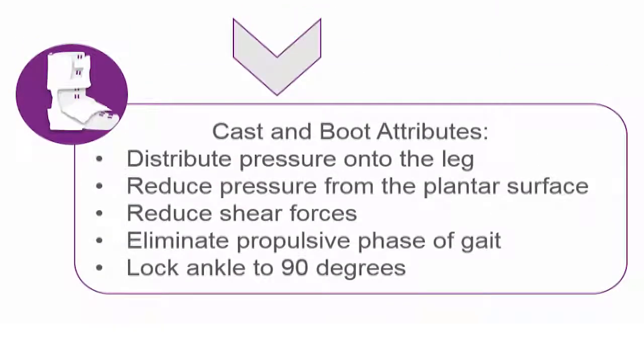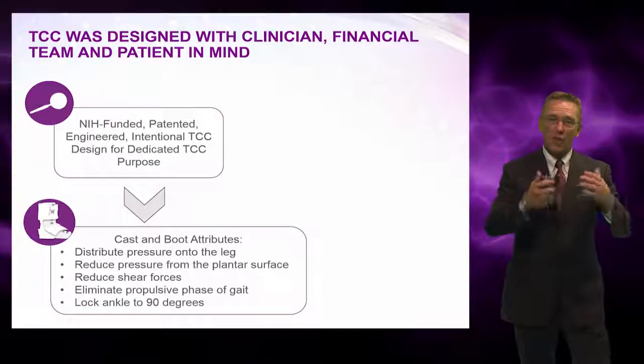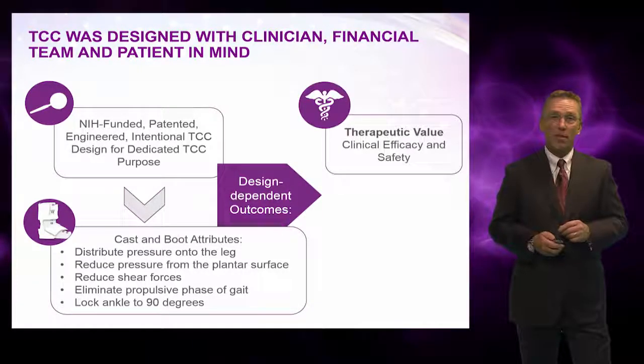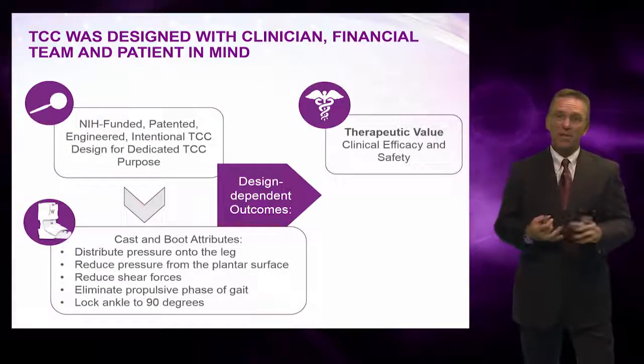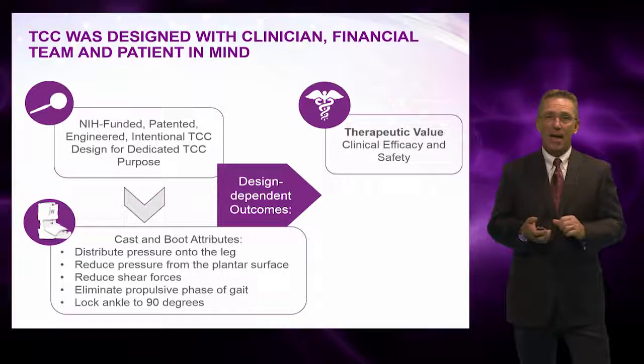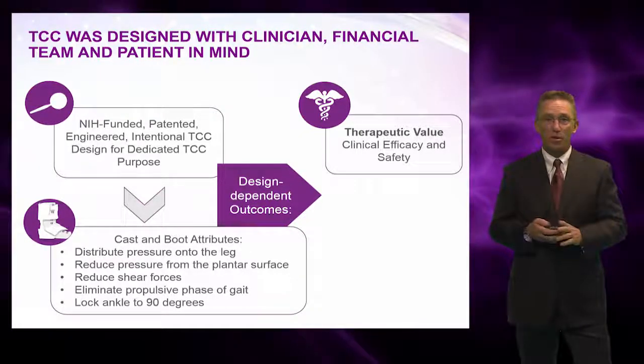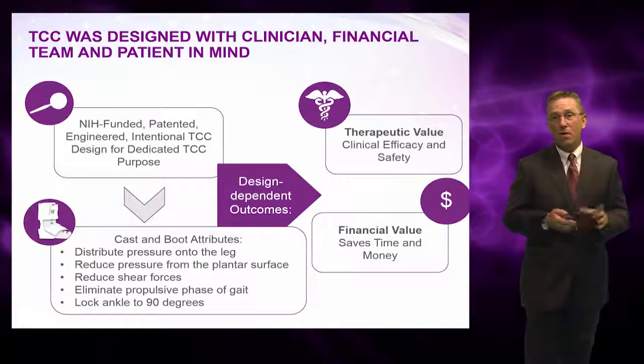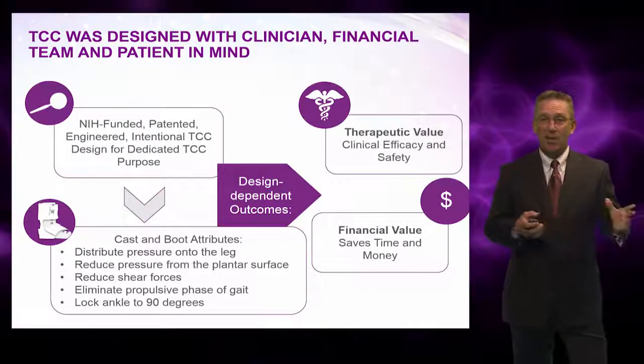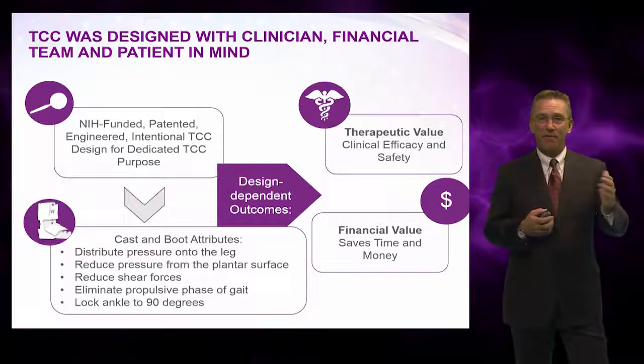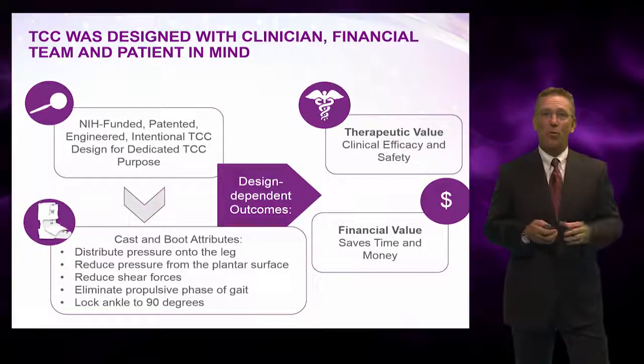Here are the attributes of a total contact cast. You want to distribute the pressure from the bottom of the foot into the leg. We want to reduce pressure on the plantar surface by doing this and also reduce shearing forces. We want to eliminate the propulsive phase of gait by locking the foot at 90 degrees. If you do all of this and the patient ambulates, you can create that healing chamber. Ultimately, you get clinical efficacy and safety. Safety is paramount because these patients have neuropathy and any undue pressure or friction will create new wounds in those patients. Ultimately, we save time and money by healing patients quickly so they don't go through that cascade of events of infection, hospitalization, surgery, and rehabilitation.